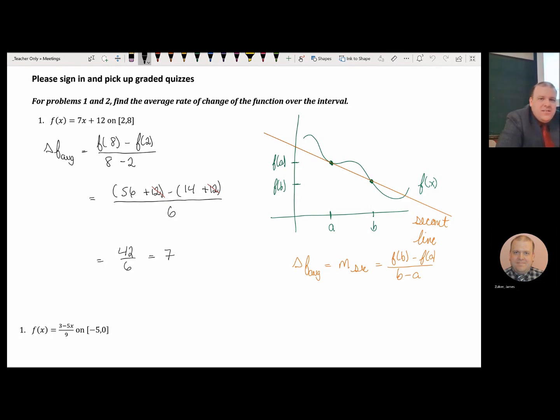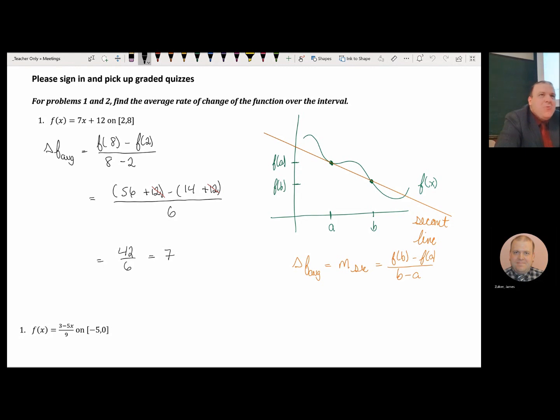Where'd you get the 14 and the 12? So how do you evaluate f of 8? You're talking about this one here then? 14 plus 12? Yeah. How do you evaluate f of 2? Let me just plug 2 in for x. Oh, 7 times 2, and then just plus 12.